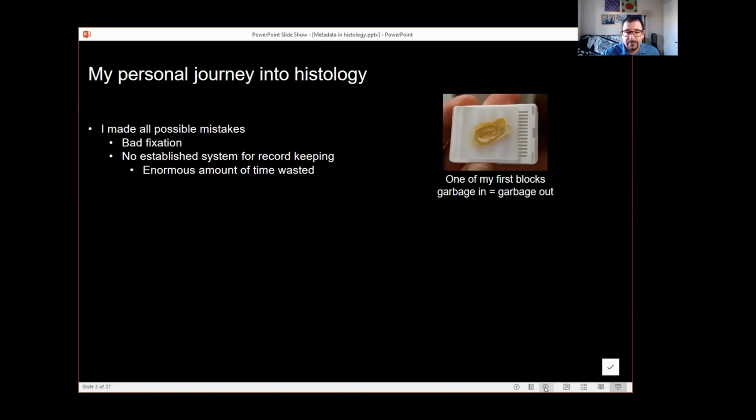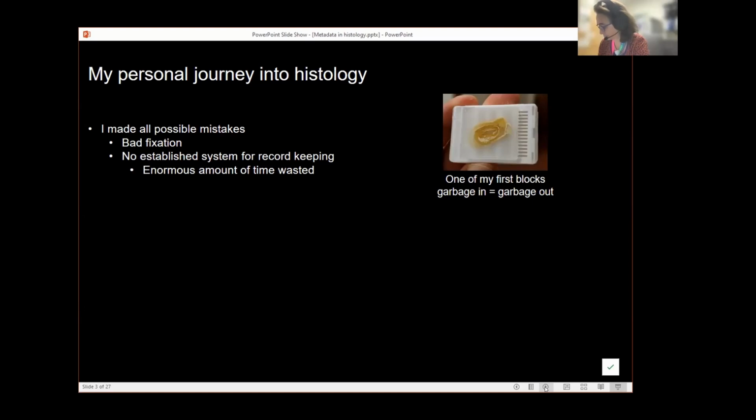So my personal journey into histology was that I was bad at it. I was really, really bad. I think I made all of the mistakes that were possible to make. The old rule of garbage in, garbage out. Thankfully, I had been working with a very talented histotechnologist who held my hand, and she essentially taught me how to do it right. One of my biggest problems was that I did not have a system for my record keeping.